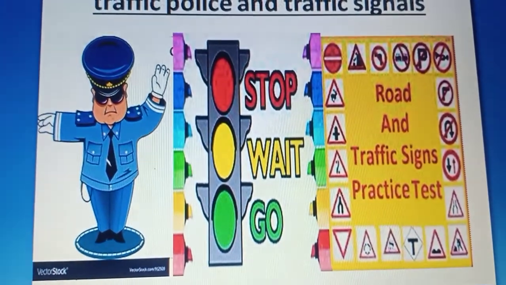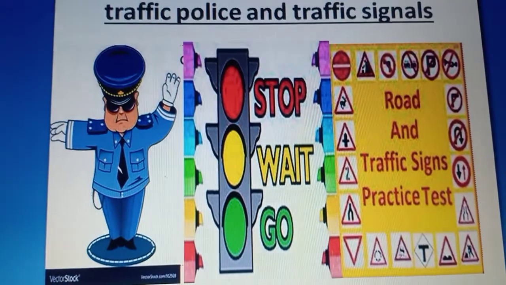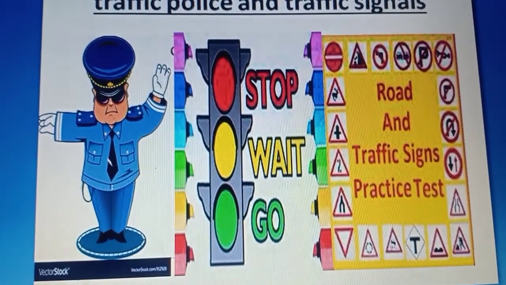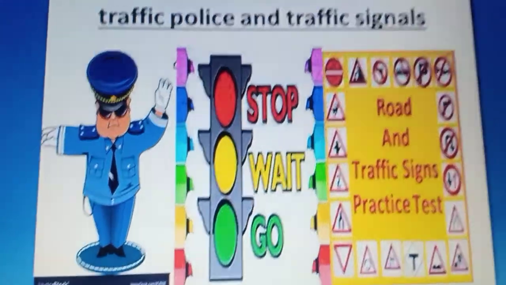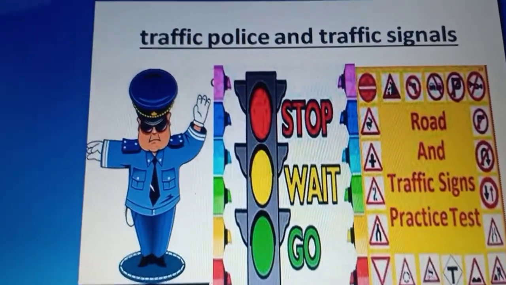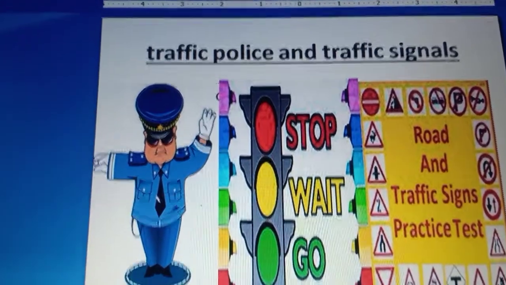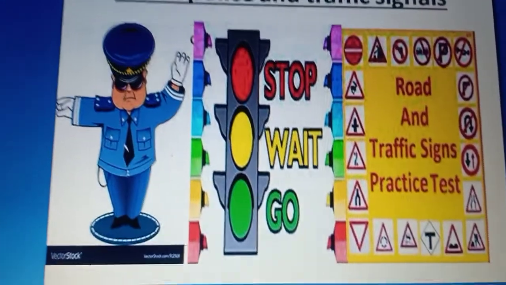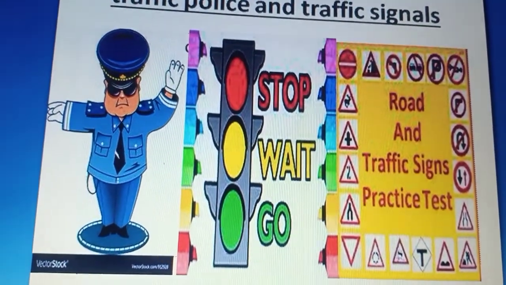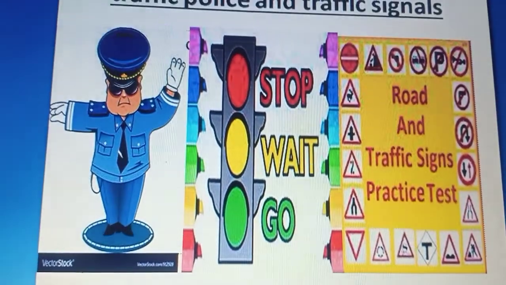The traffic on the road is controlled by the traffic police. They are there to ensure that we follow the traffic rules. We also have traffic signals to guide and direct the traffic. This is for our safety when we are traveling in a vehicle.